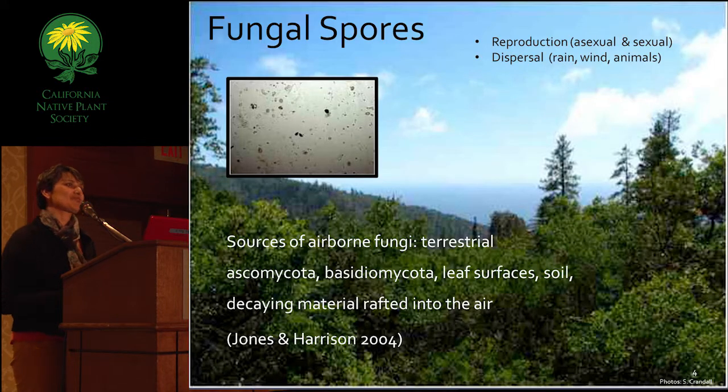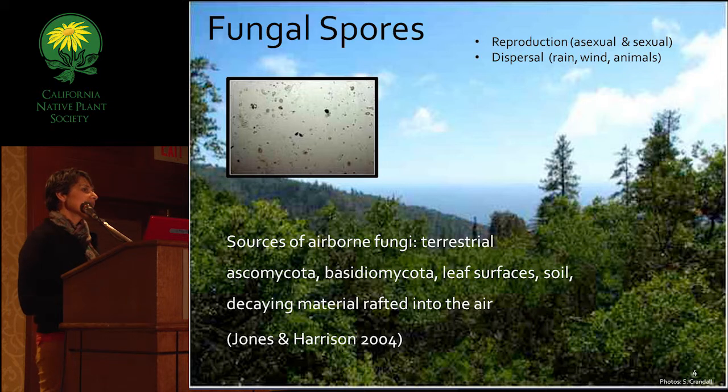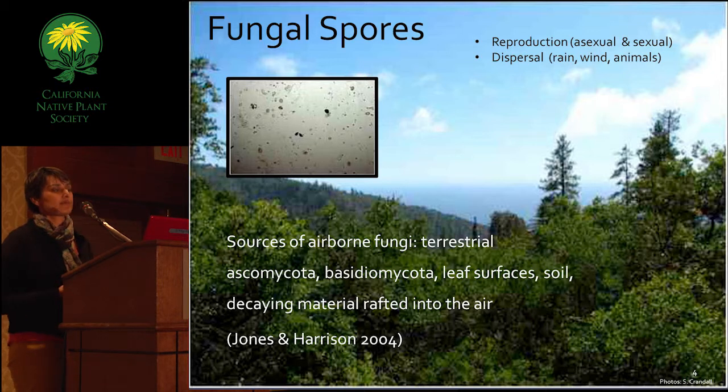And so I'm really interested in the part of the life cycle of fungi in general that involves spores, right? And so spores happen to be the reproductive and dispersal parts of the life cycle of a fungus. And of course, they can be asexual or sexual, and they can be dispersed by rain, wind, animals, insects. And this is kind of interesting. Well, what are the sources of these airborne fungi? Well, of course, they're terrestrial, right? Not extraterrestrial.